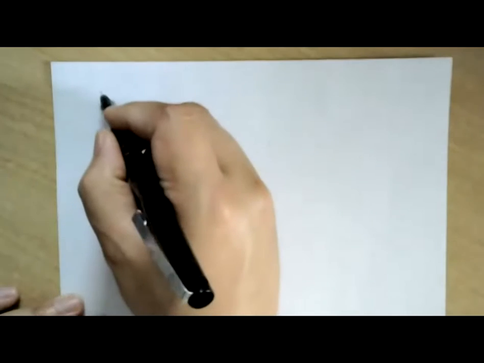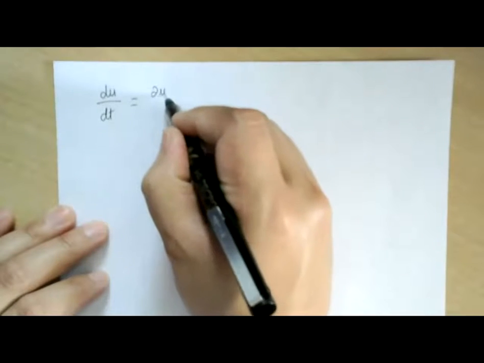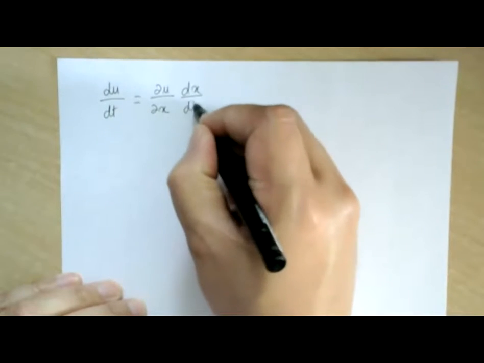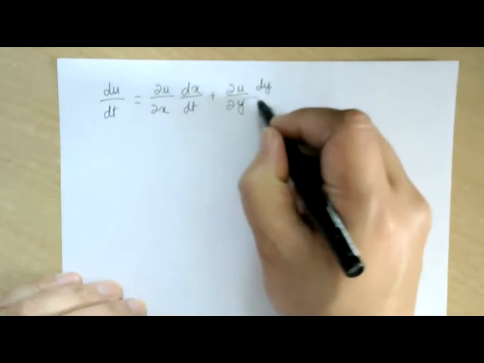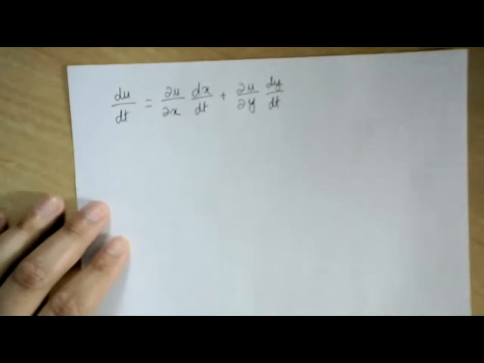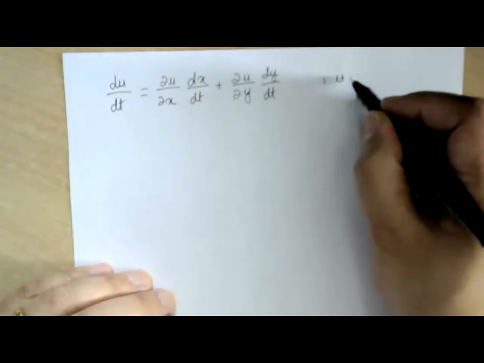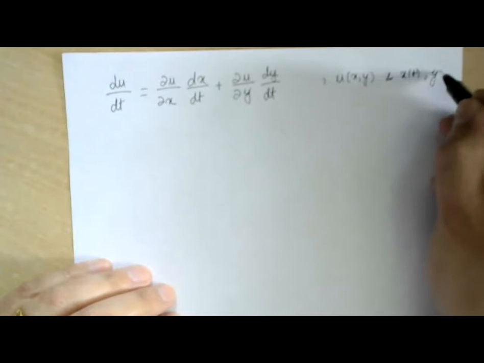And according to the chain rule, du by dt is del u by del x, dx by dt plus del u by del y, dy by dt, where u is a function of x and y, and x and y are functions of t.